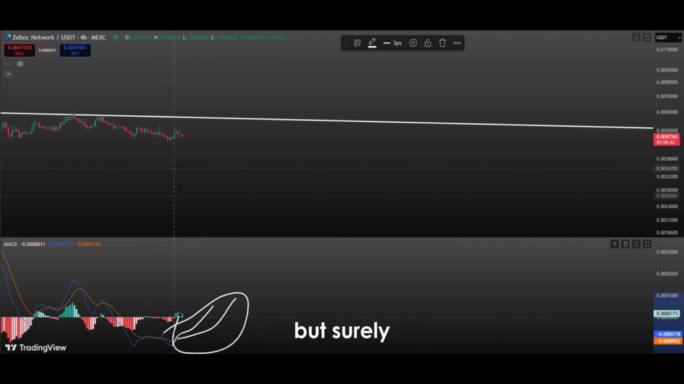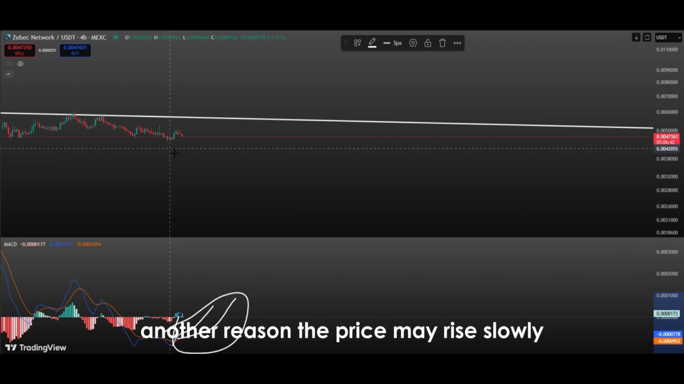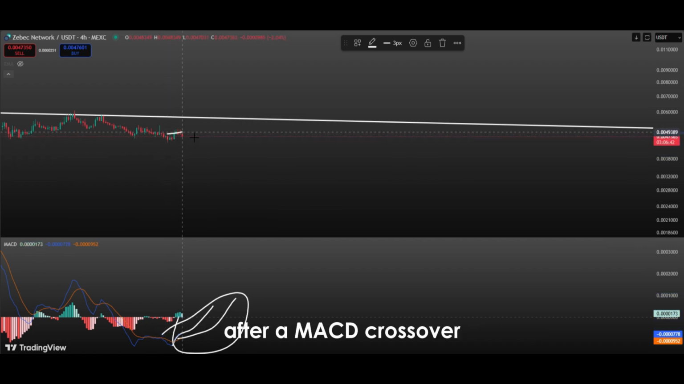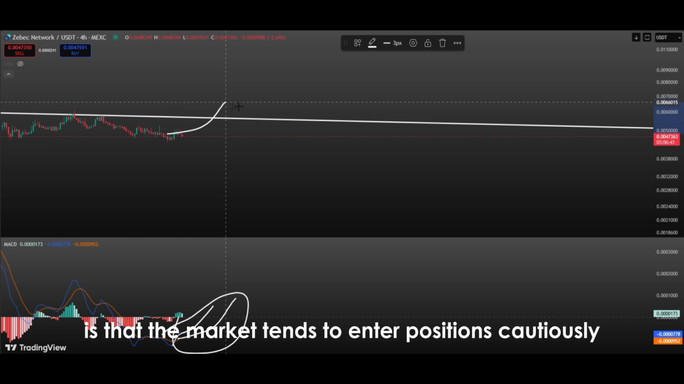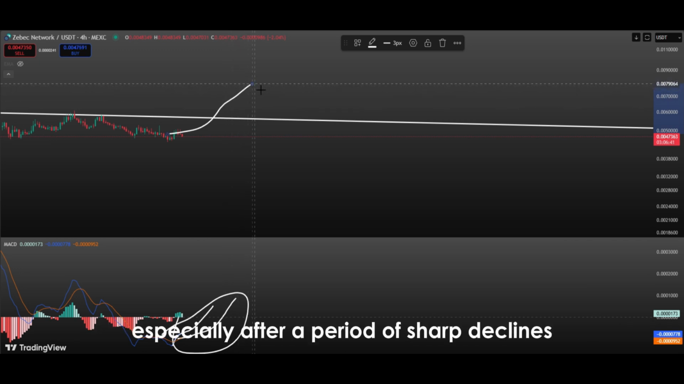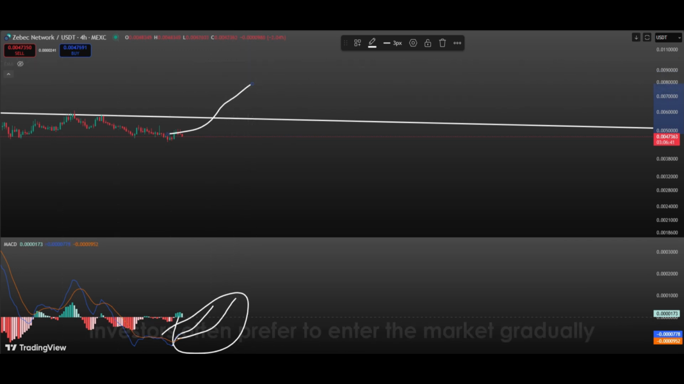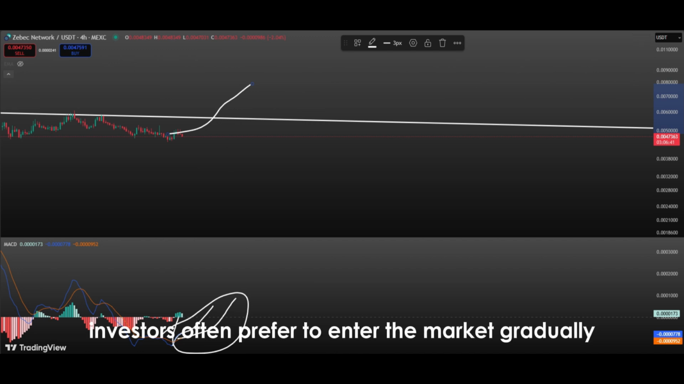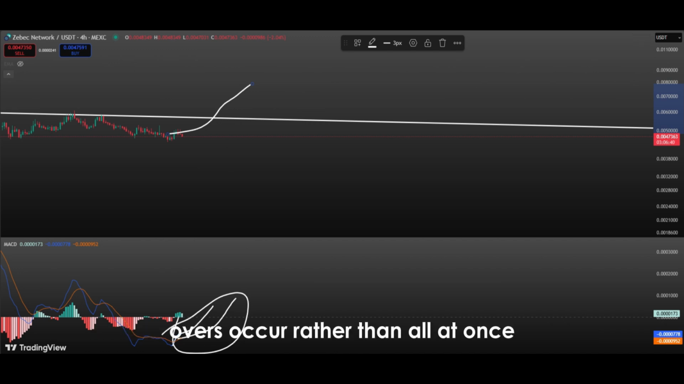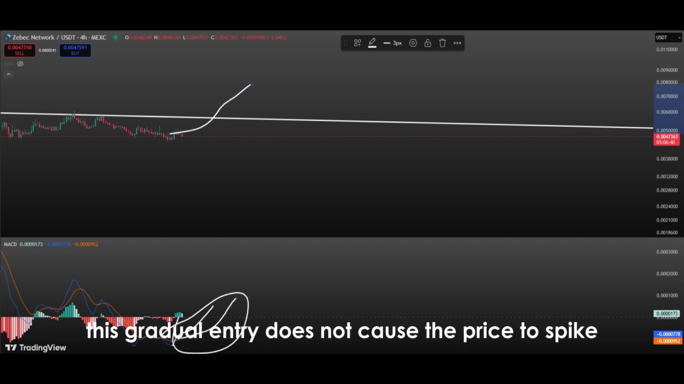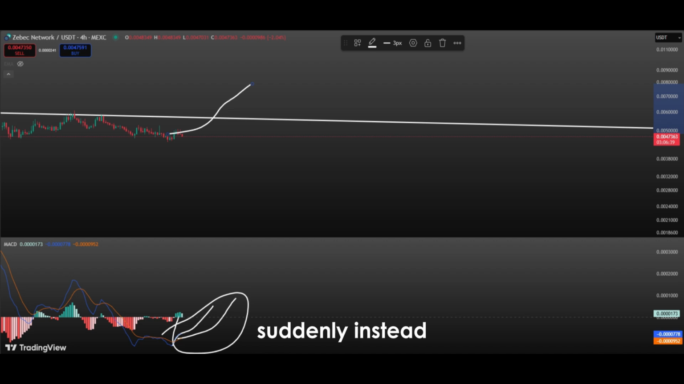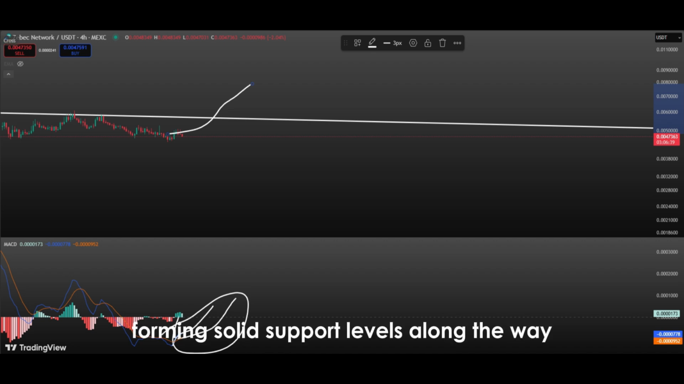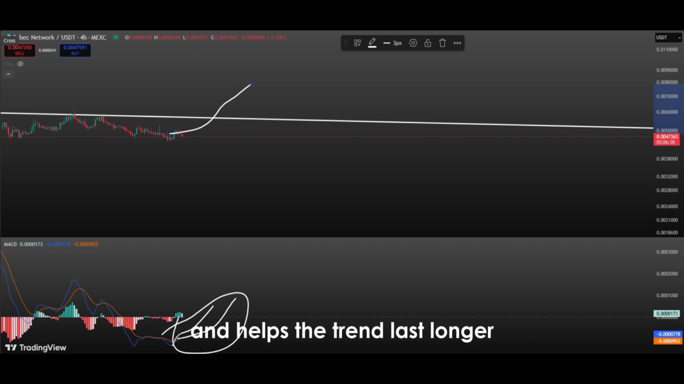slowly but surely. Another reason the price may rise slowly after a MACD crossover is that the market tends to enter positions cautiously. Especially after a period of sharp declines, investors often prefer to enter the market gradually when such crossovers occur rather than all at once. This gradual entry does not cause the price to spike suddenly. Instead, the price rises step by step, forming solid support levels along the way.